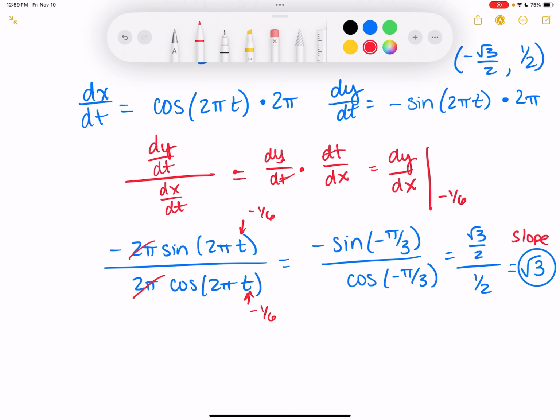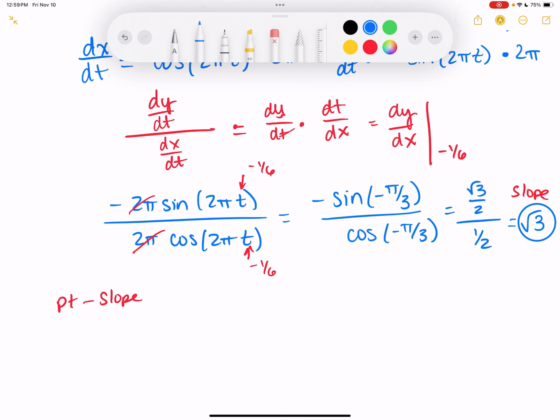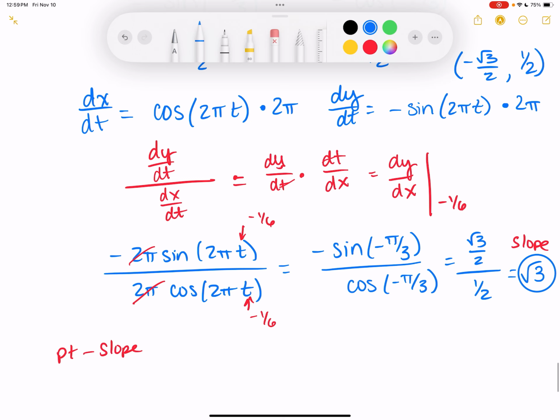And then now I do my normal point slope form. So our y coordinate was 1/2, so this is going to be y minus 1/2 is equal to square root of 3 times x minus the negative, so plus root 3 over 2. This works out so nicely.